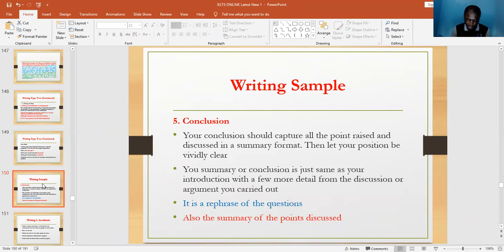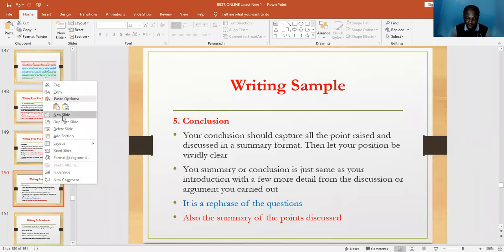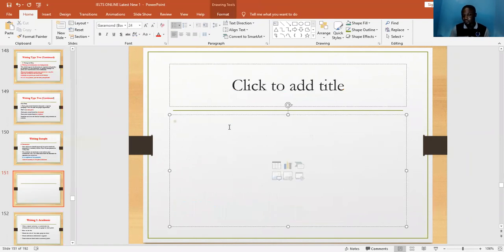Okay, so I will write a sample conclusion now. Here, right here. So I want to recapture the question in another format now.